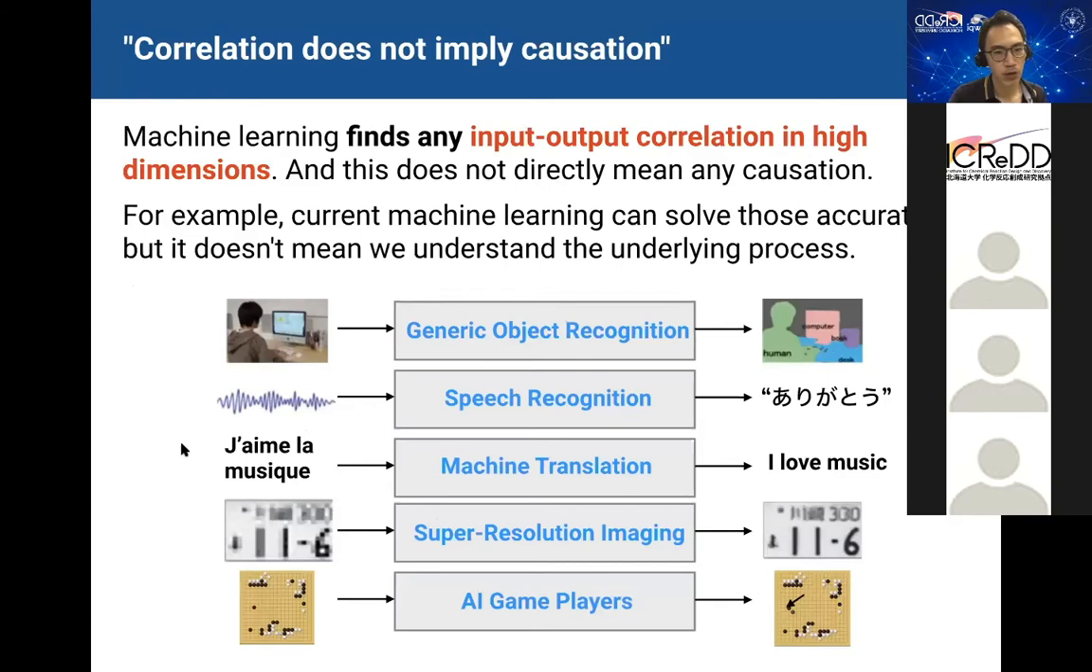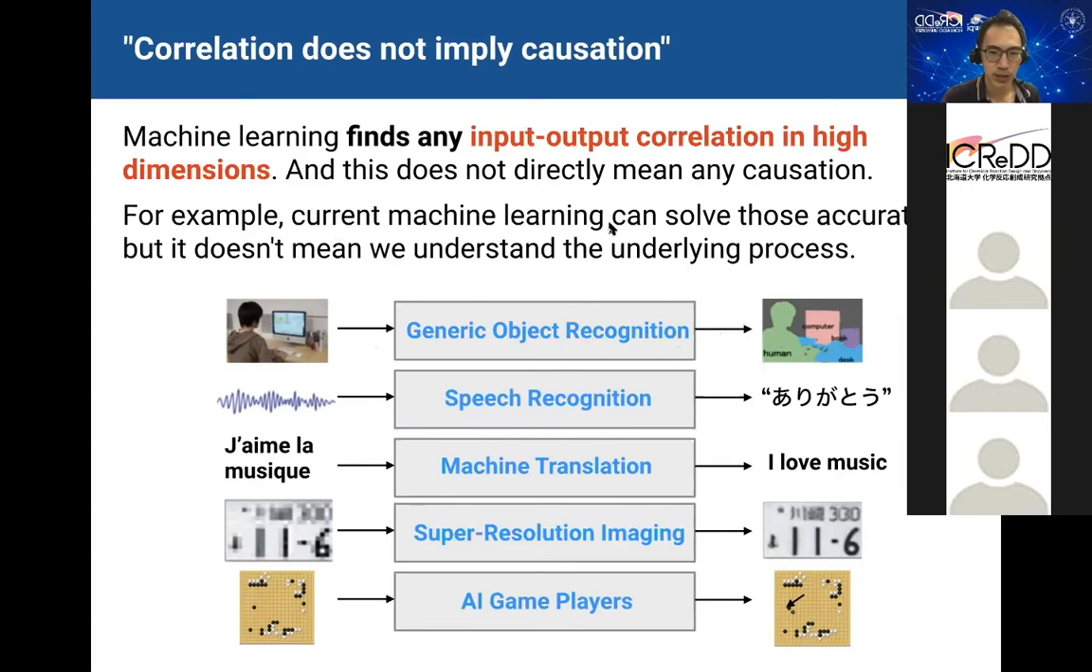And first of all, machine learning, as I said before, finds any input-output correlation in high dimension. So it tries to map input to desirable outputs, building this function. And please keep in mind, this does not directly mean the underlying process is approximated by machine learning, which means that this does not directly mean any causation between input and output.